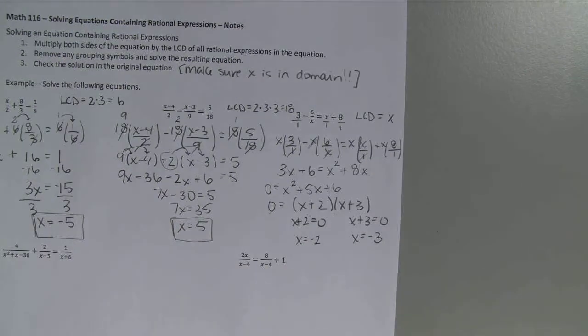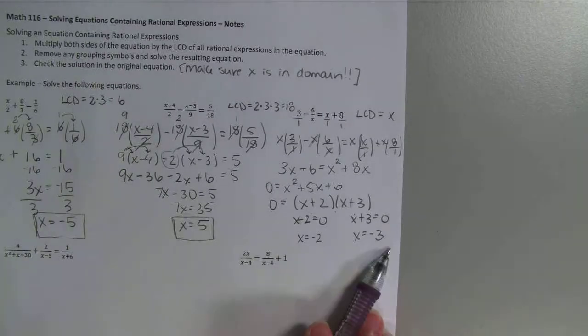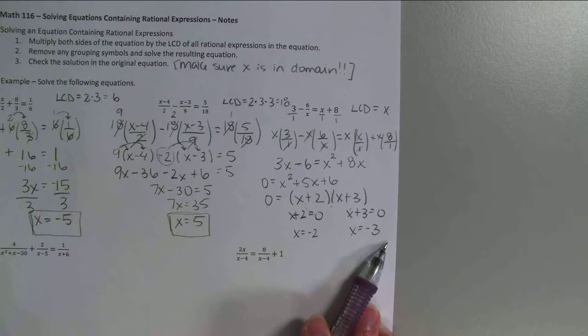Are both of those okay? Well, let's go back to our original. What was our only denominator? X, and what don't we want our denominator to be? 0. So in this case, our domain would be all real numbers except for 0. But did we get 0 as our answers? No. So -2 and -3 are okay.